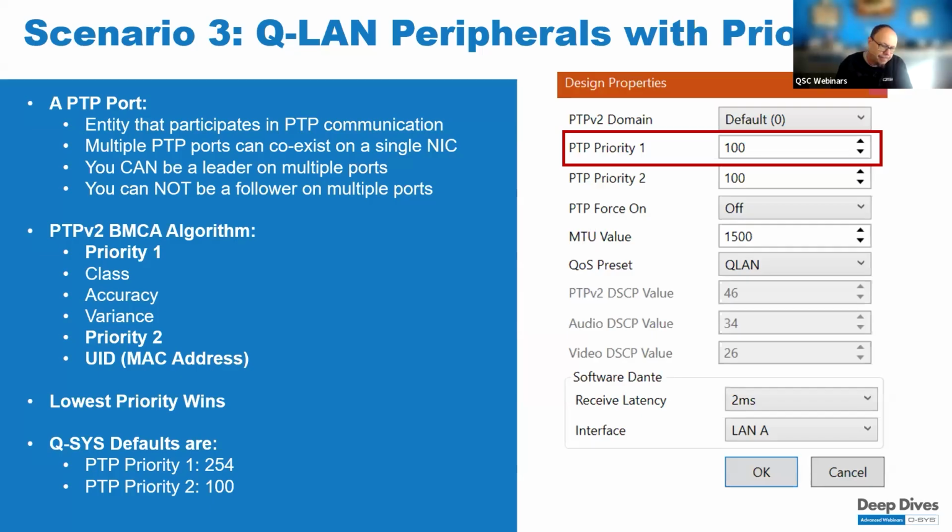Perfect. Last thing to note, the PTP priority 2 value, default value for both cores and peripherals is 100. Oof. If I hadn't finished that, my ADD would have really freaked out. I'm sorry, John.